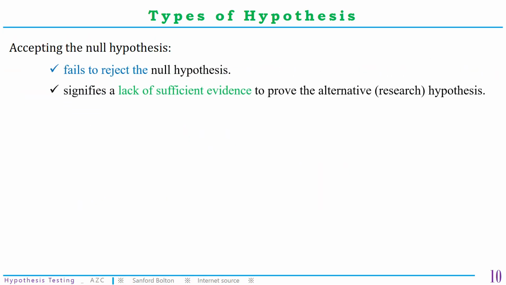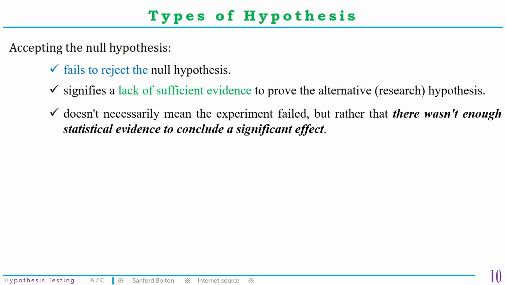Accepting the null hypothesis means failing to reject the null hypothesis, which signifies a lack of sufficient evidence to prove the alternative or research hypothesis. It doesn't necessarily mean the experiment failed, but rather that there wasn't enough statistical evidence to conclude a significant effect.